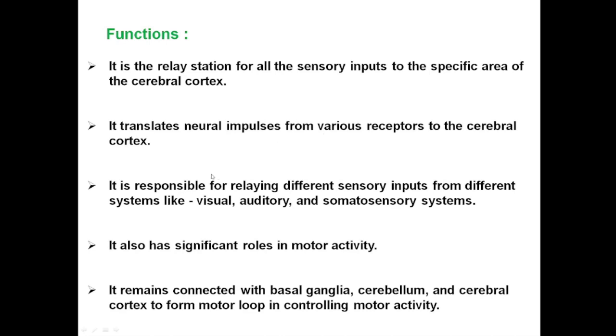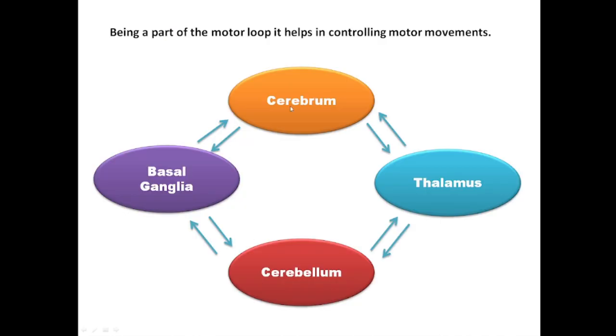It is also responsible for relaying different sensory input from different systems, that is the visual system, auditory system, and somatosensory systems. They are sending all the inputs via the thalamus, and it has a significant role in motor activity. So, other than the sensory functions, it is responsible for controlling motor activities also. For this purpose, it takes help from the basal ganglia, cerebellum, and cerebral cortex. That means, in coordination with the cerebrum, basal ganglia, and cerebellum, the thalamus plays a major role in controlling motor activity or movement.